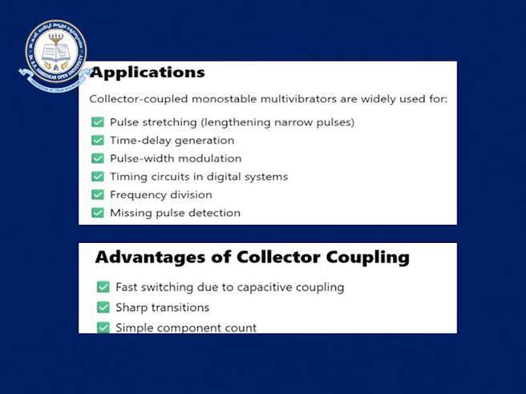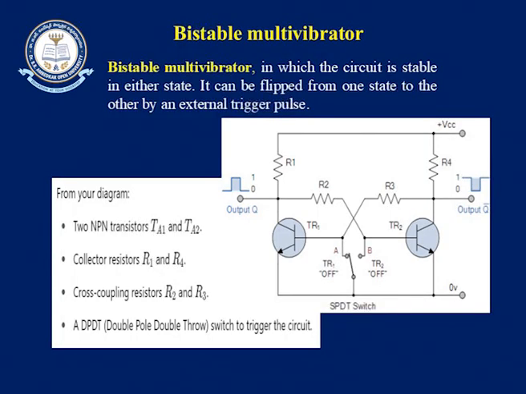And what are the advantages of the collector coupling? This is a fast switching due to the capacitive coupling, with sharp transitions and also simple component count. Okay. Next, the last one is the bistable multivibrator, in which the circuit is stable in either state, that means either on state or off state. So it can be flipped by applying an external triggering pulse.